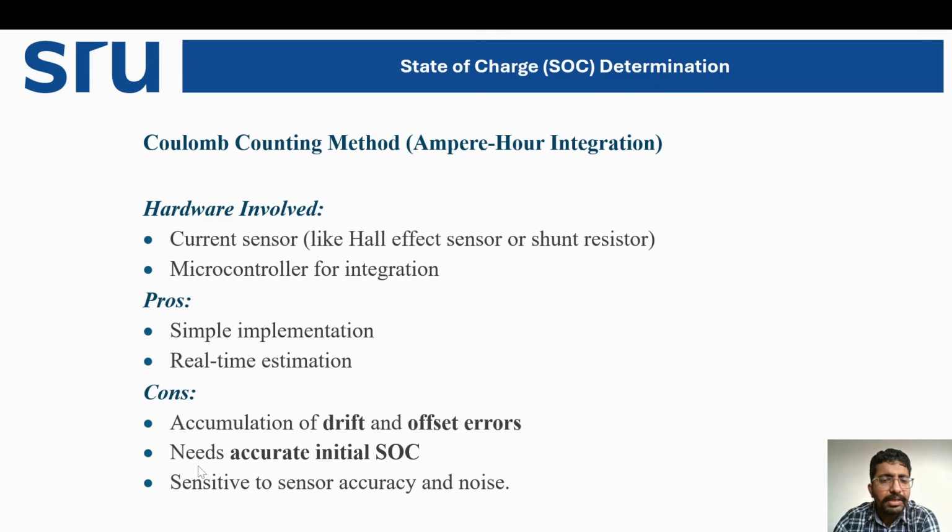So definitely it needs an accurate initial state of charge, so that initial value needs to be measured or estimated beforehand. Some initial guess is required, so that is also a disadvantage. Then it is sensitive to sensor accuracy and noise. What type of sensor, the Hall effect sensor that we are using, what was the cost involved, what is its accuracy, what is its noise suppression capability, all these factors will also be accounted for.